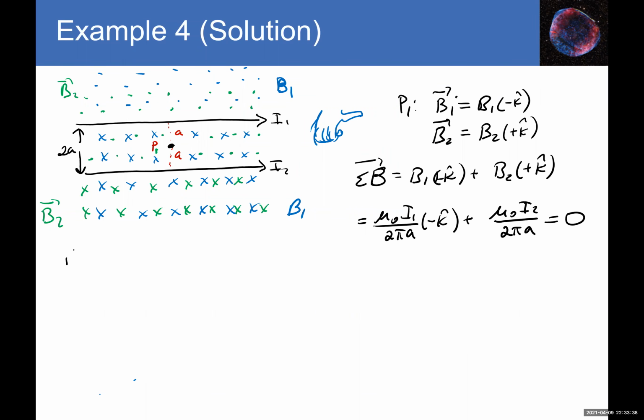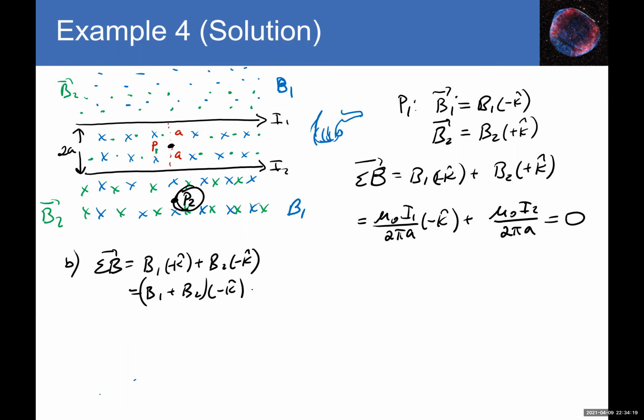For part B, we're asked to find some point A below the wire 2. So let's say here's our point P2, the point of interest. Which means that I can see that both magnetic field B1 and B2 are into the page. That means the net magnetic field equals B1 negative K hat plus B2 negative K hat. So it's pretty much B1 plus B2 times negative K hat.